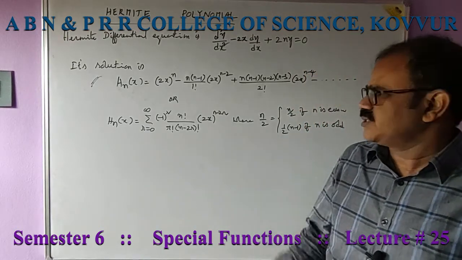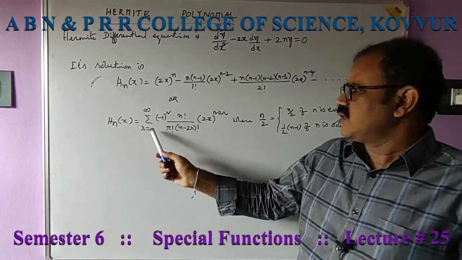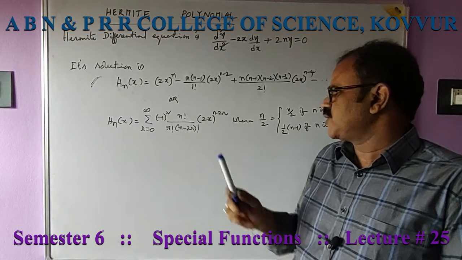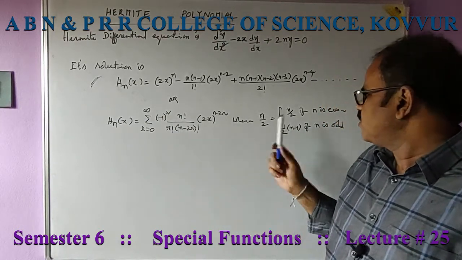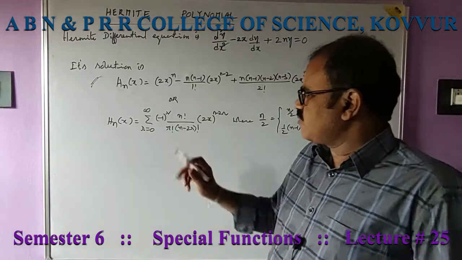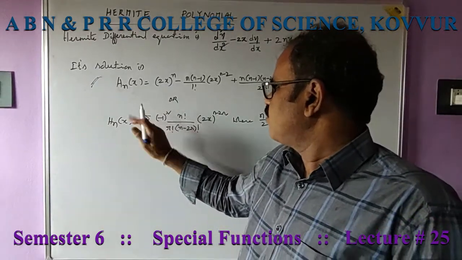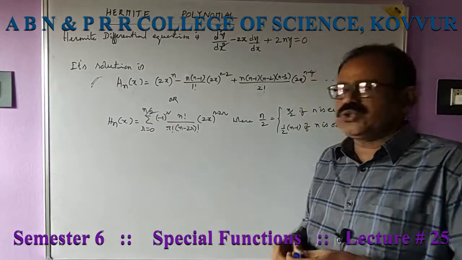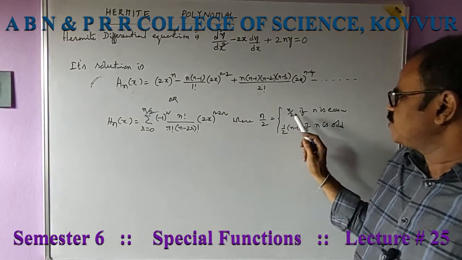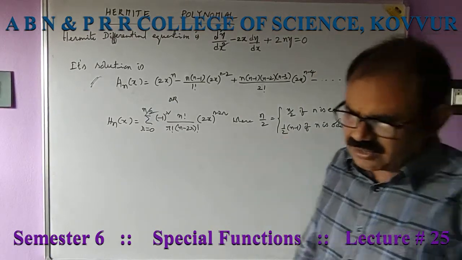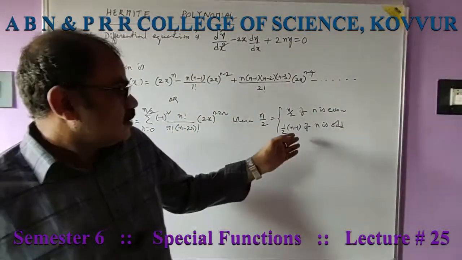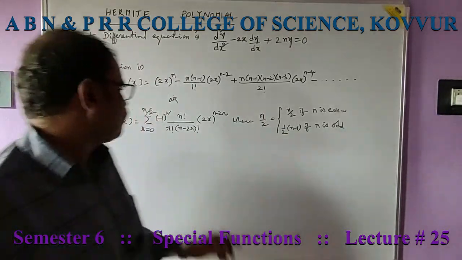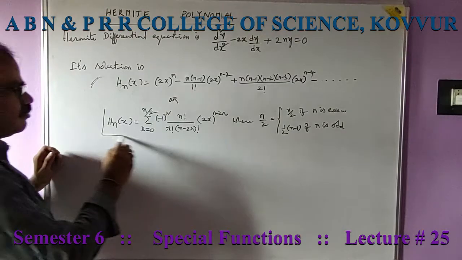This is very, very important. You have to remember this. Sigma minus 1 power r, n factorial by r factorial, n minus 2r factorial, (2x) power n minus 2r. Here the value of r is not from 0 to infinity. This is from 0 to n by 2 only. What is the value of n by 2? n by 2 is equal to n by 2 if n is even, and n by 2 is equal to 1 by 2 into n minus 1 if n is odd. Okay, this is the Hermite polynomial.